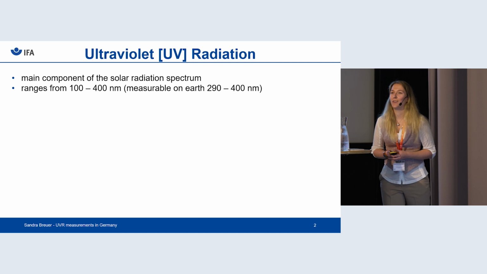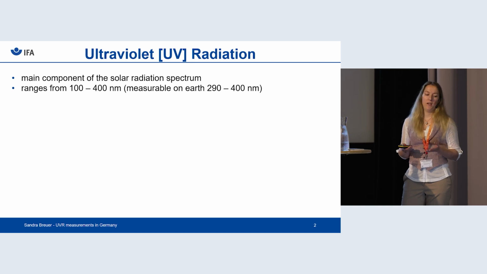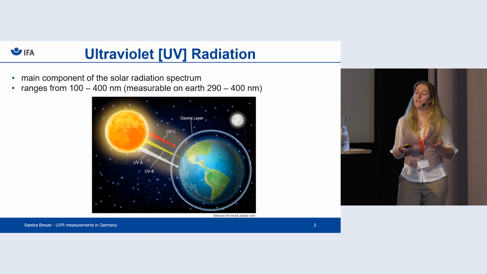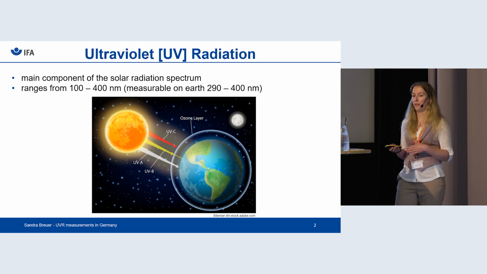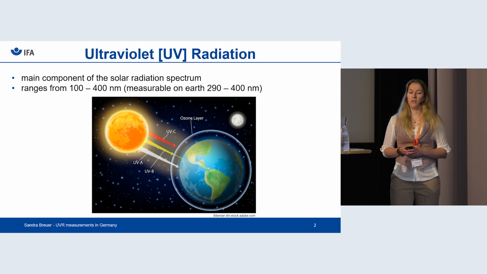To give you a short reminder what ultraviolet radiation is, it is a main component of the solar radiation spectrum and ranges from 100 to 400 nanometers. This is a very short wavelength and therefore also highly energetic, and has a high potential for damage, especially of the skin or the eyes. This solar radiation spectrum can be subdivided into 3 different spectra depending on their different wavelengths, which are UVA, B, or C radiation.